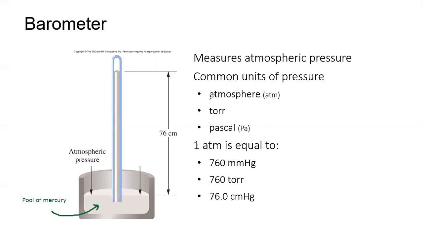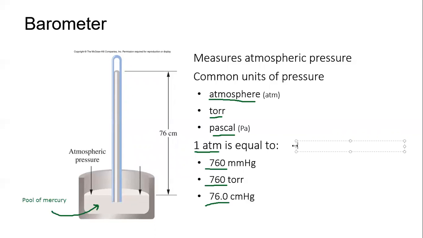Some other common units are atmospheres. Torr is the same thing as millimeters of mercury, except torr is at temperatures other than 0 degrees Celsius. Pascal is another common unit. Now, one thing you need to remember is that 1 atmosphere equals these pressures. And so these are going to be the conversion factors for converting from these units of pressure to atmospheres.